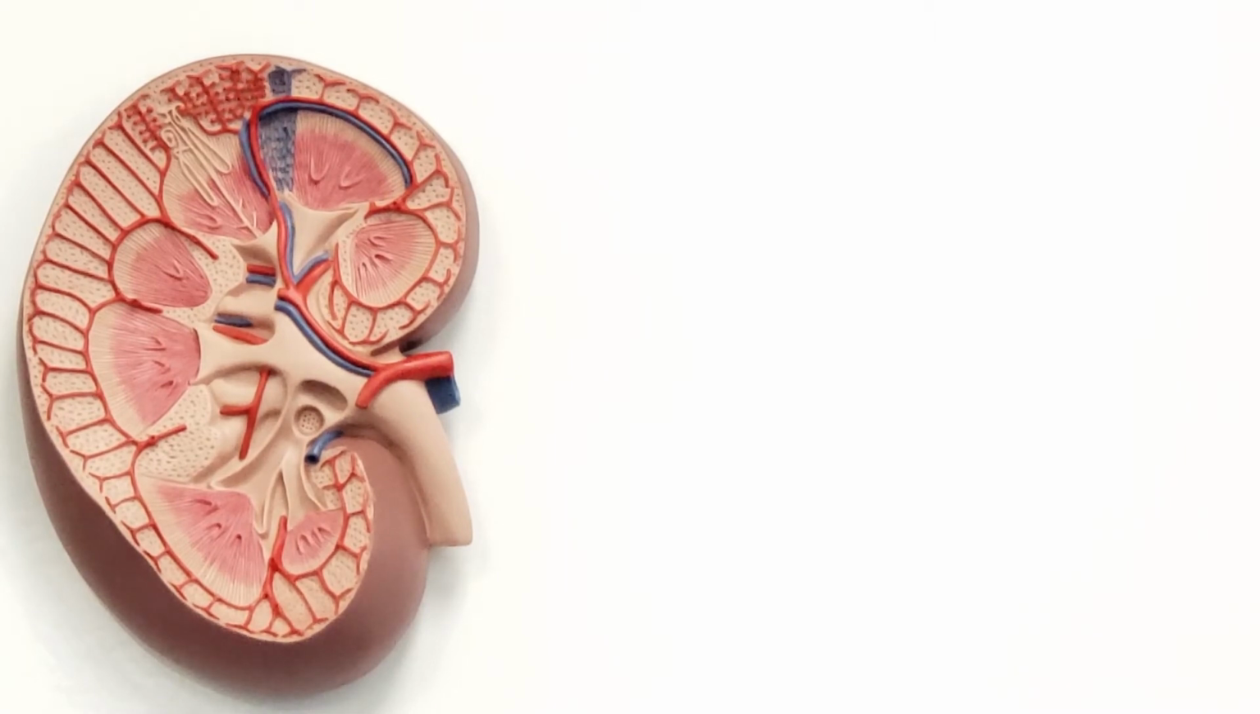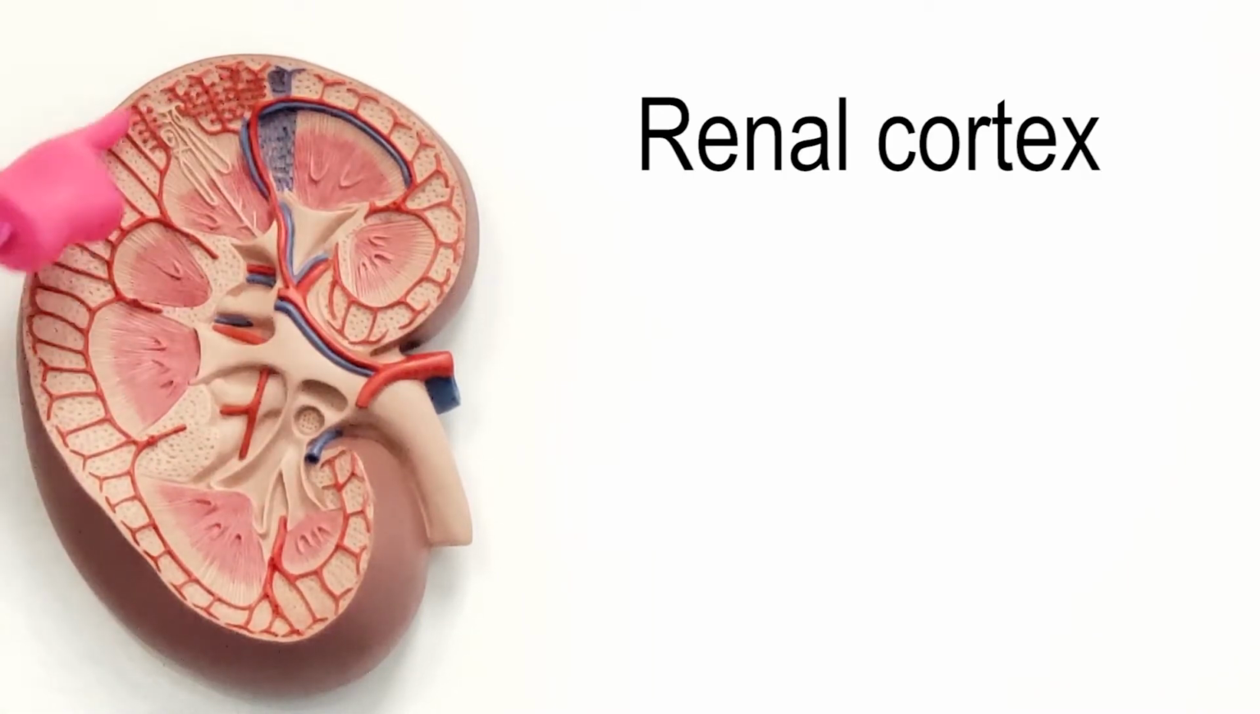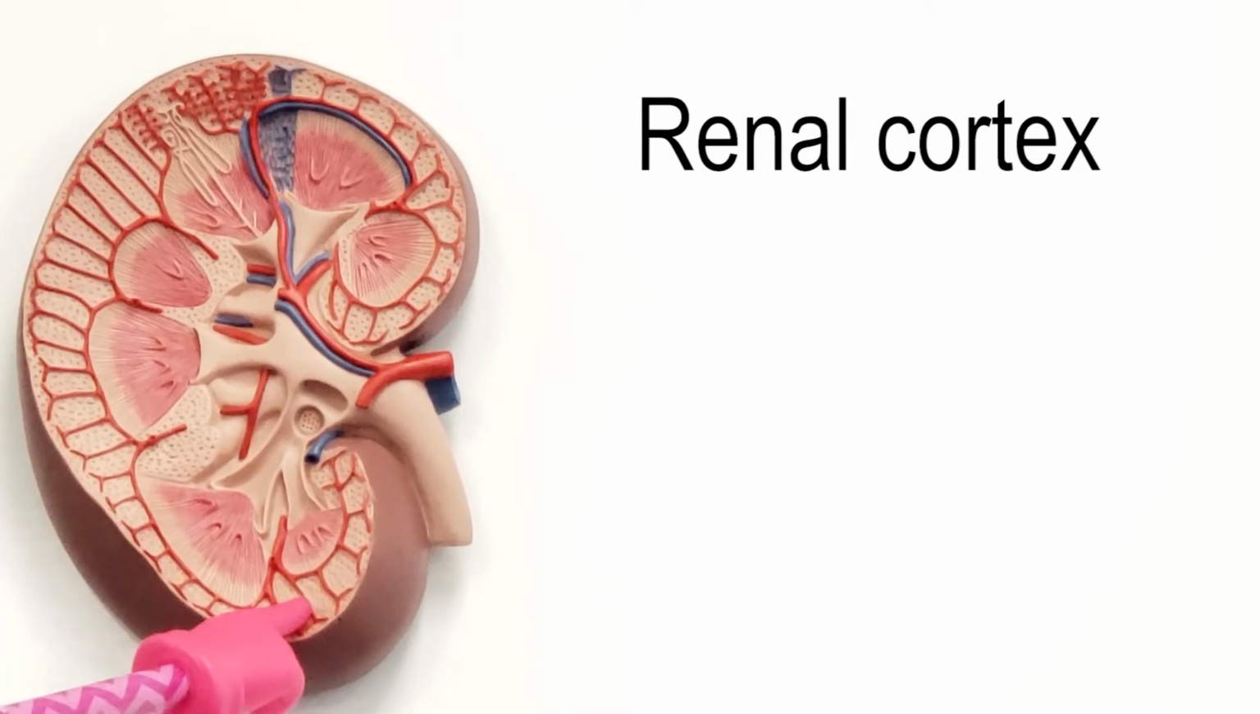The kidney. Renal cortex. This is the outer portion of the kidney, which contains many nephrons that are responsible for filtering blood and removing waste products.